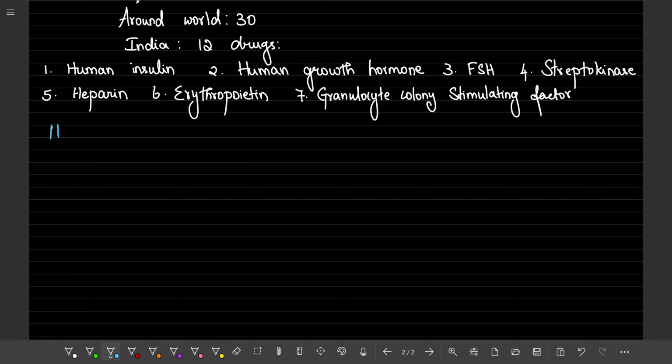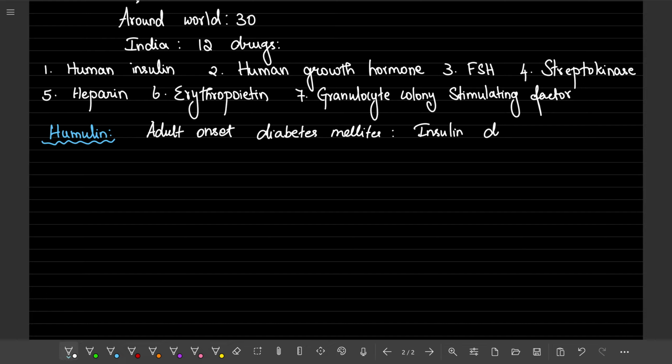So how is human insulin produced? What is it used for treating? It is used for treating insulin dependent diabetes mellitus, mostly coming under type 1, because this is a type of autoimmune condition where the body's own cells attack your B cells, so there is no other way, the person has to take insulin.